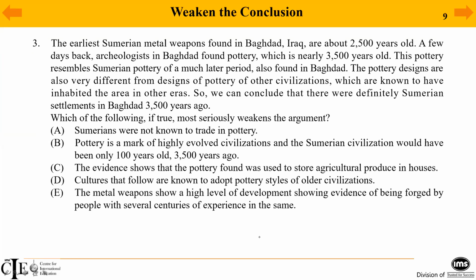See, the conclusion clearly is based on what? The conclusion is based on the evidence. So what is the evidence? Pottery. Pottery of that 3500 years old resembles Sumerian pottery. So this pottery that they found, which is dated to be 3500 years old, resembles Sumerian pottery of later periods.